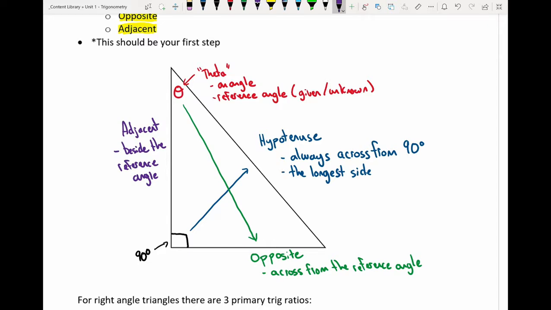Keep in mind the adjacent and opposite in this example may be flipped depending on where the reference angle is. It's not always going to be this way. However, the hypotenuse will always be across from 90 degrees.